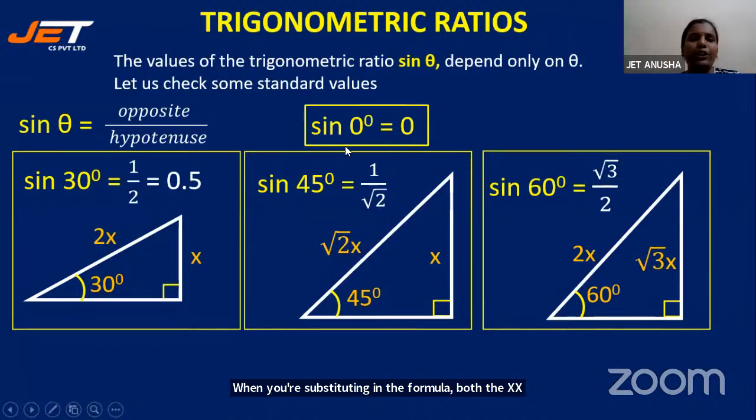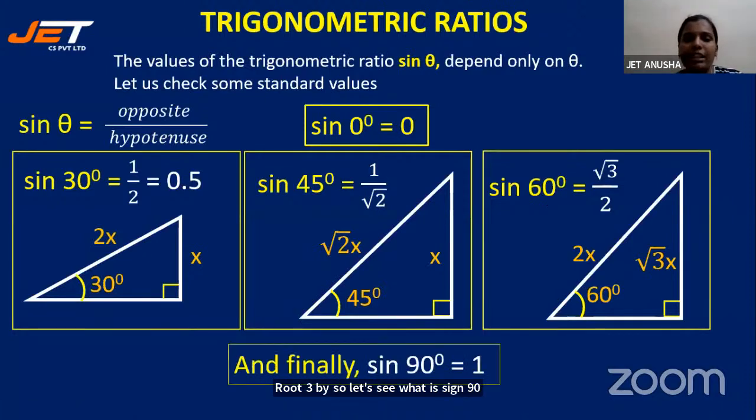So it is important to learn: sine 0 degrees is equals to 0, sine 30 is 1 by 2, sine 45 is 1 by root 2, sine 60 is root 3 by 2. So let's see what is sine 90 degrees. Sine 90 degrees is nothing but 1. So let's go with the next one.